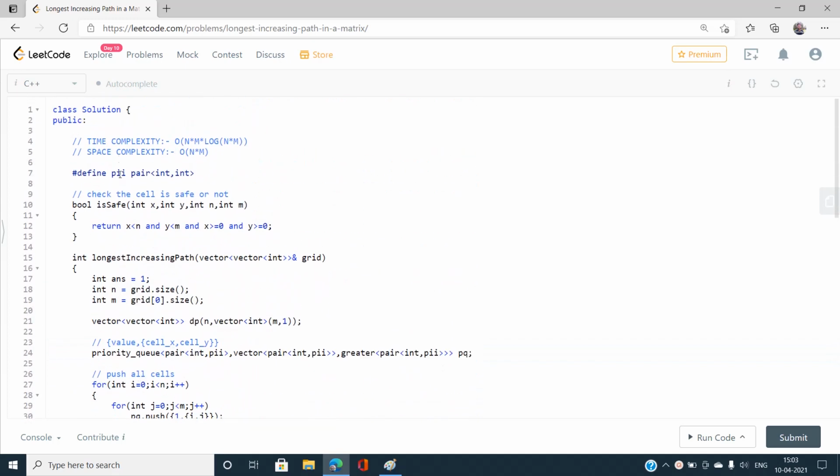The time complexity would be O of n into m into log of n into m, because there are n into m cells, and pushing an element into the priority queue would be log of n into m. Space complexity would be n into m. Okay, so let's submit this code and check if this is going to be an efficient solution or not.